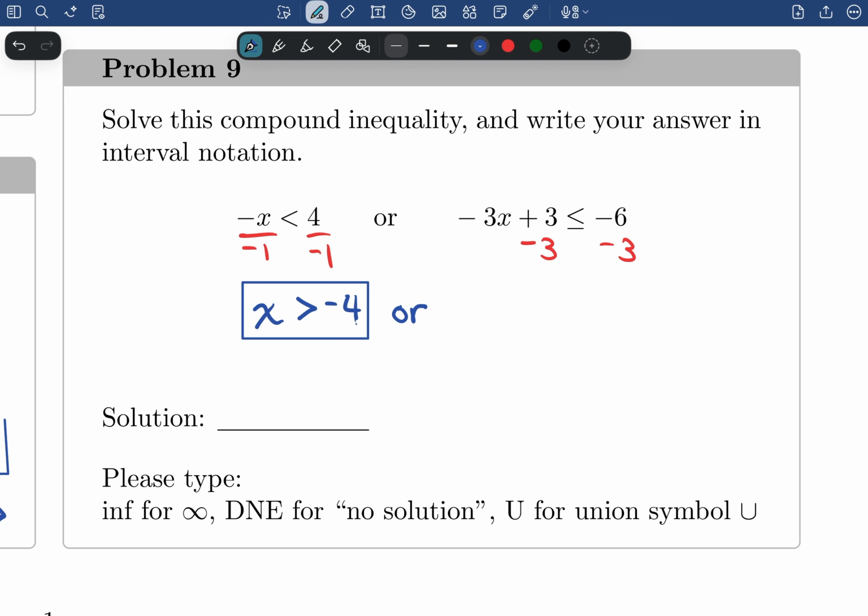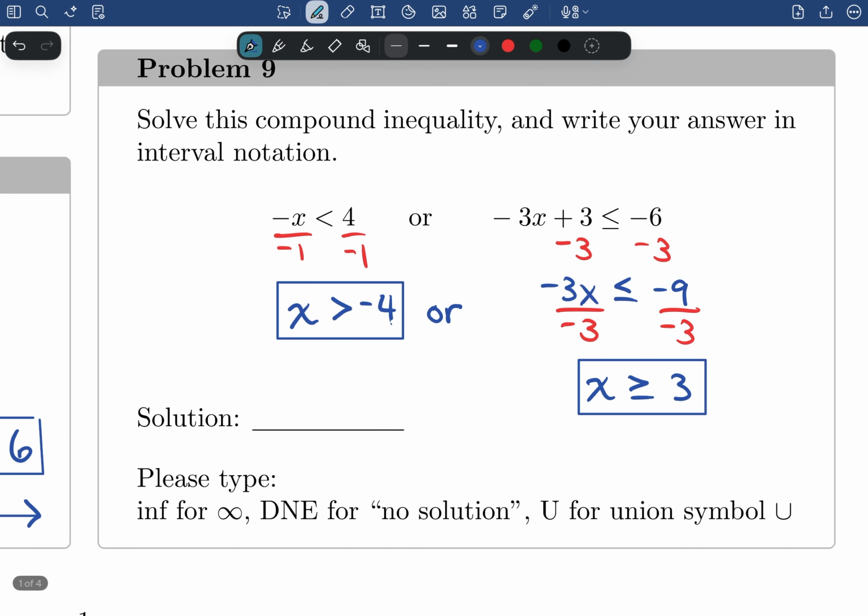And rewriting this inequality, I get negative 3x is less than or equal to negative 6 minus 3, which is negative 9. I now divide by negative 3 across the inequality. Because I divided by a negative number across the inequality symbol, it flips direction, and negative 9 divided by negative 3 is positive 3. All right, so there we go.